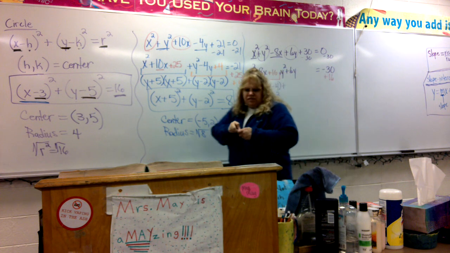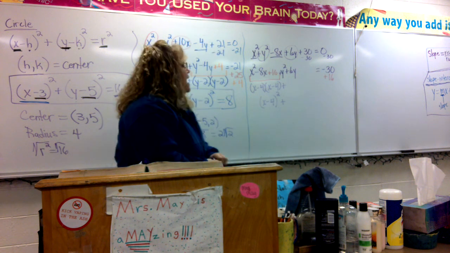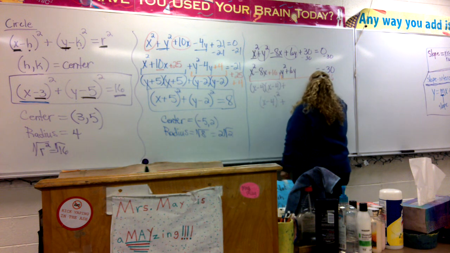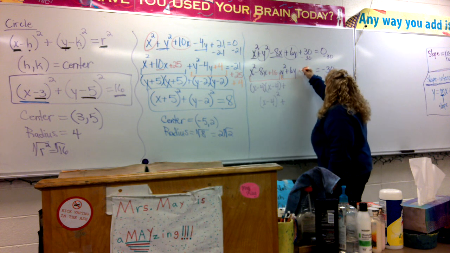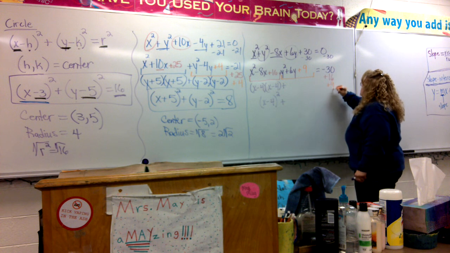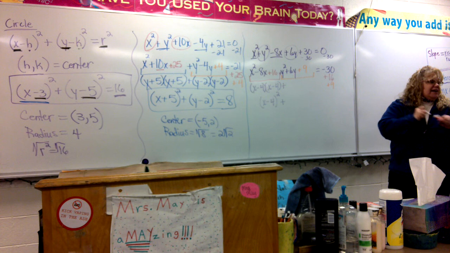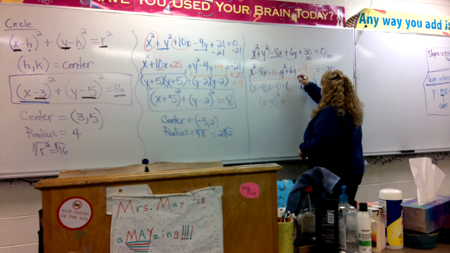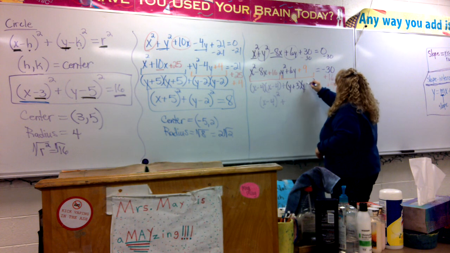Now we have to do the same thing with the y's. Half of 6 is 3. Square it, 9. So we're going to add 9 where? Both sides. Oh, very good, very good. And once we do that, now we should be able to factor it again. What does that factor into? Y plus 3 and 3, 3 and 3.